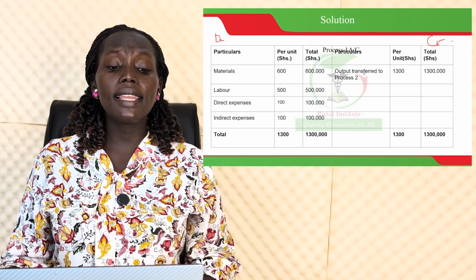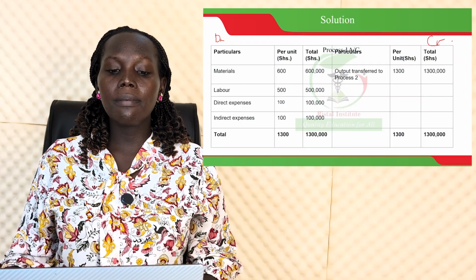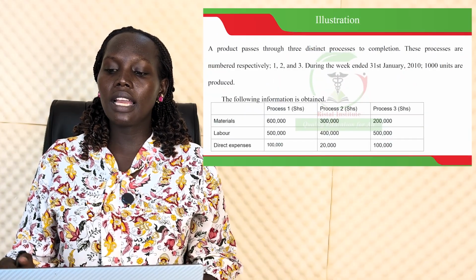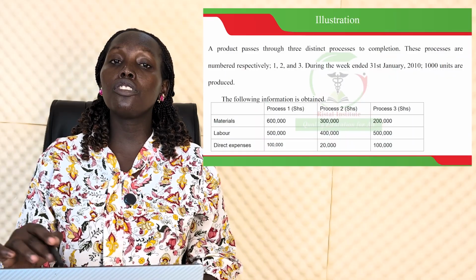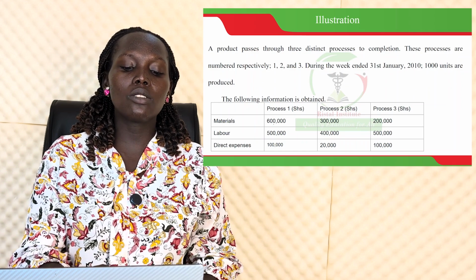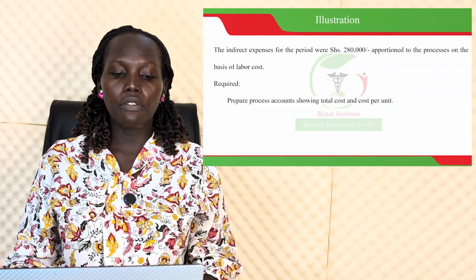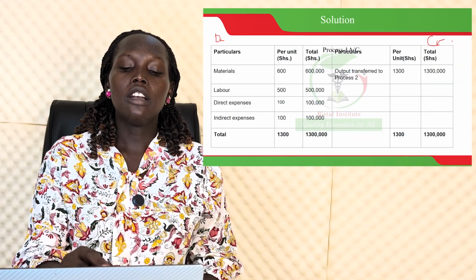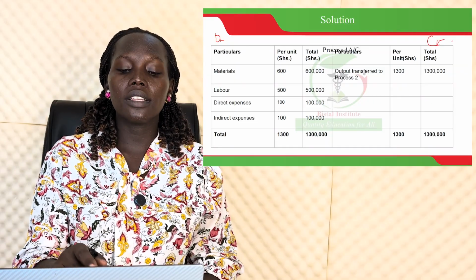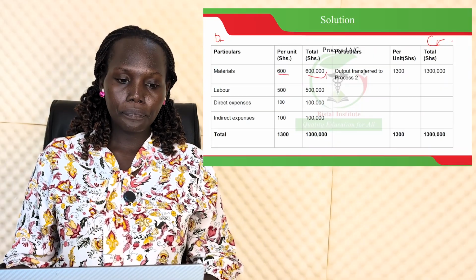So they are telling us that materials, we have 600. And remember, to get the per unit, they have given us in the question that 1,000 units are produced. It means that to get the per unit amount for 600,000, we divide 600,000 by 1,000, which gives 600. And then this is our amount. You do the same.